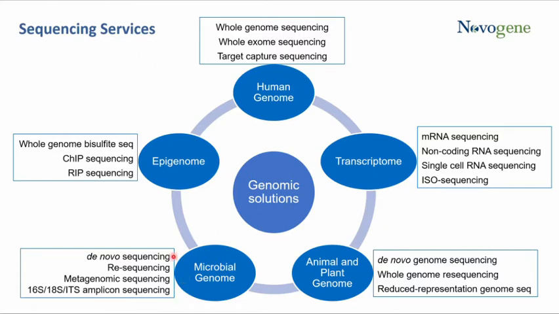We also do de novo sequencing and re-sequencing of microbial genomes. If you're interested in plant and animal studies, we do de novo genome sequencing and whole genome sequencing, as well as reduced representation genome sequencing. If your work is on transcriptome or RNA related sequencing, our core services include mRNA sequencing, non-coding RNA sequencing, single cell RNA sequencing, and ISO sequencing for full-length transcripts. This is the focus of our webinar today, and my colleague will go through these services in more depth shortly.